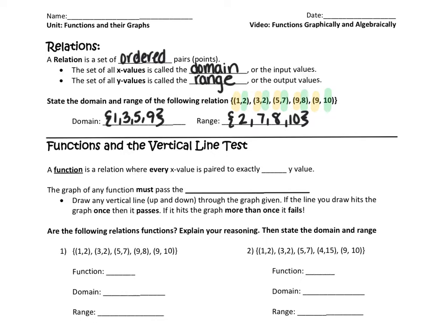Okay, next, what is a function and what is the vertical line test? A function is a relation or set of points where every x value is paired to exactly one y value. And if you have it in graph form, the graph of any function must pass what's called the vertical line test.